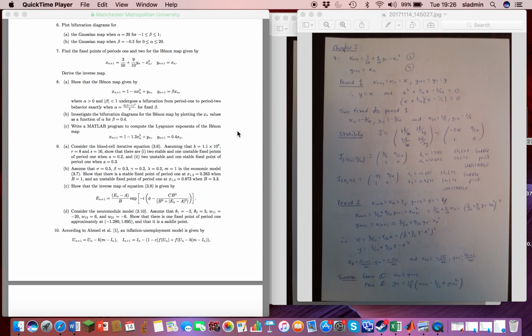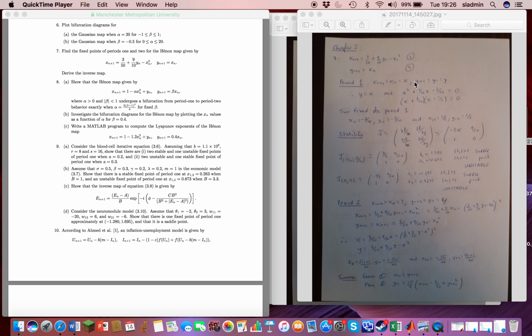These are solutions to some of the exercises from the Discrete Dynamical Systems course 6G6Z3003. So first of all, we look at chapter 3, question number 7. And we're asked to determine the fixed points of periods 1 and 2 for this Henon map, and we also want to derive the inverse map.